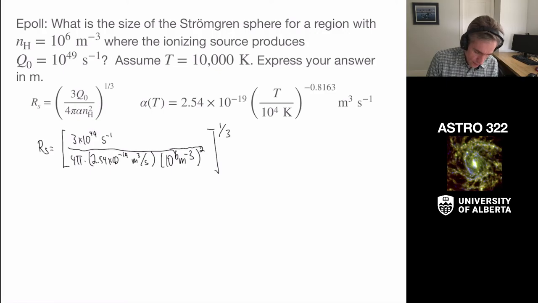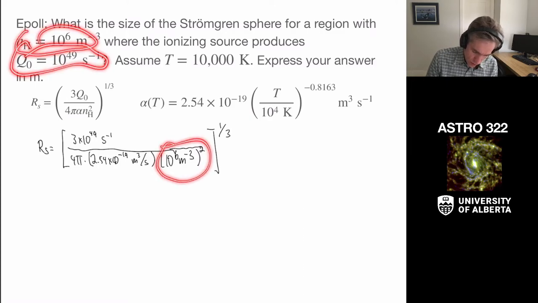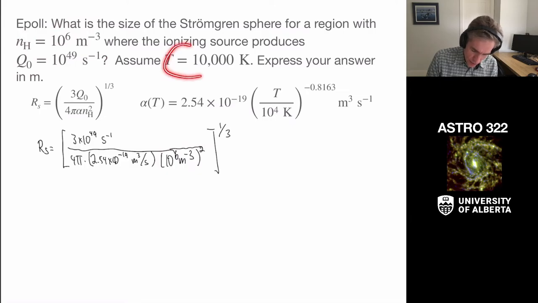All right, so I've gone ahead and done the setup here. We just stick in Q naught, that's given. The density up here is given. That shows up there. The temperature is 10 to the fourth Kelvin, so this whole term doesn't enter into it. We just need that coefficient here, which we stick in there. 4 pi is 4 pi, 1 third is 1 third. And if we crunch that out, I got 2.1 times 10 to the 18 meters.